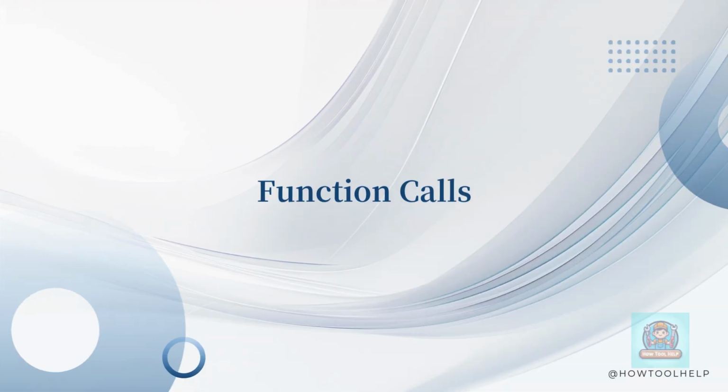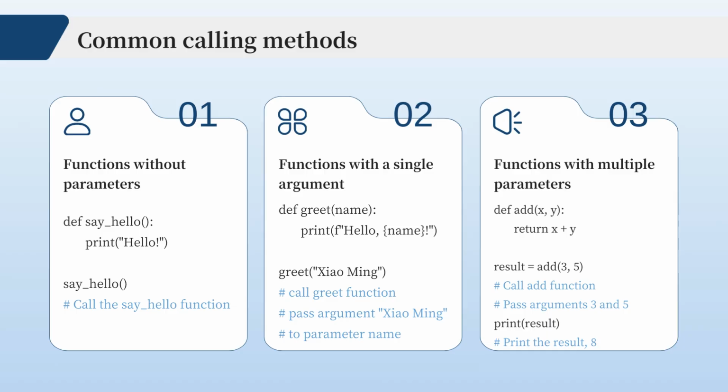Function calls. Now, let's look at how to call functions. Here are three common ways. 1. Functions without parameters. The say_hello function does not require any parameters. When called, it prints a fixed string, hello. 2. Functions with a single parameter. The greet function accepts a parameter name. When called with a name, it prints a greeting message.